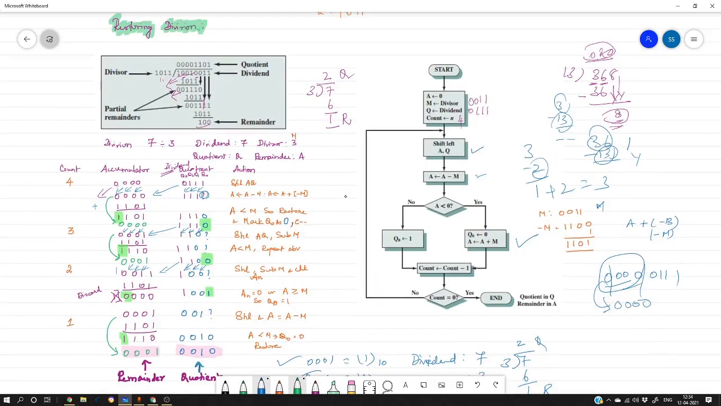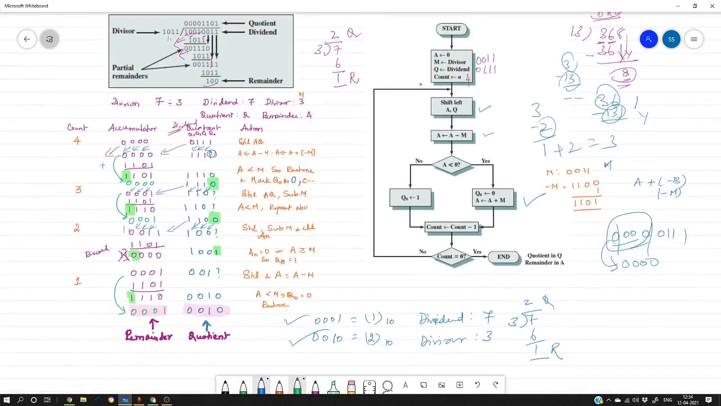I'll also try to trace this flowchart. We have initialized, and the count was initialized with 4. The first step, even before checking the values in A, Q, M and count, is shifting left the contents of A and Q, and subtracting the divisor from the content of the accumulator. Then you check whether the value in A is lesser than 0. It means the value is negative, because the resultant value is always stored in the accumulator. So you check the content of the accumulator.